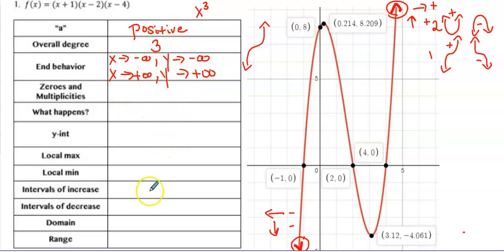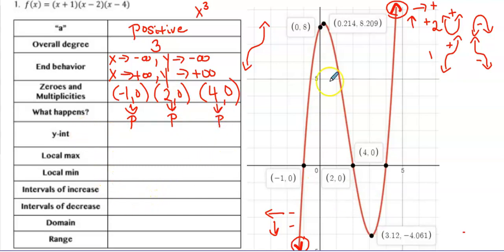Zeros and multiplicities. I'm looking for my roots or my zeros. Here they are right here. There are 3 of them: (-1, 0), (2, 0), and (4, 0). What happens? All 3 of them pass. If you remember from yesterday's lesson, a 1 exponent is a pass. So you can just put a P for all of them, draw a little arrow, and all 3 of them pass.